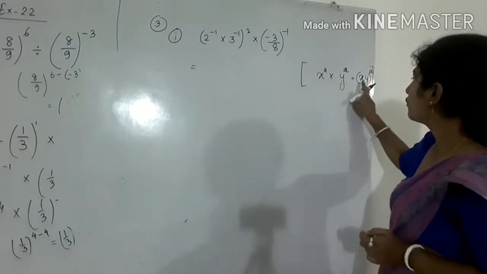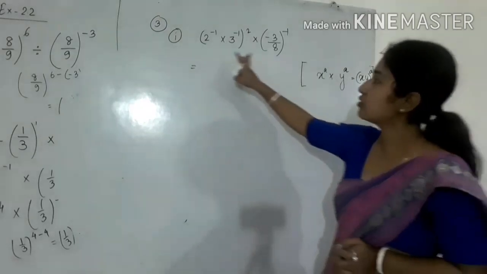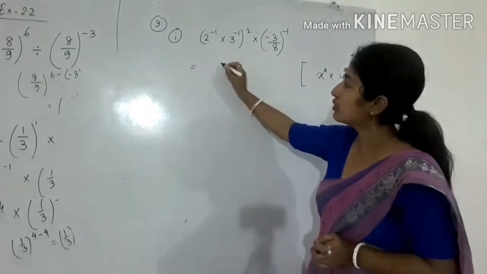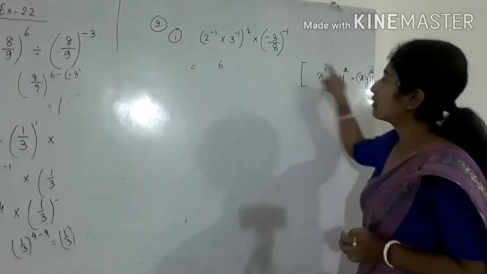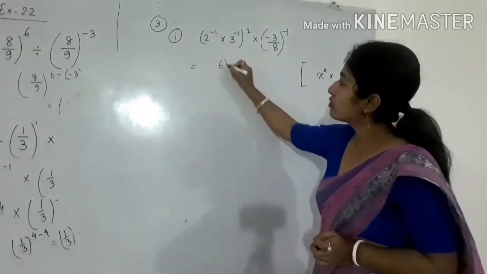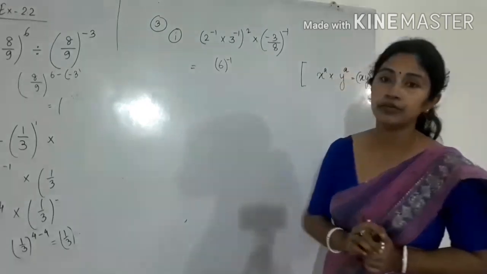So what you have to write? You have to multiply the bases. The bases are 2 and 3, you have to multiply them. 2 into 3 is 6. And the power will be what? A. What was the power? Minus 1. So you have to write minus 1.